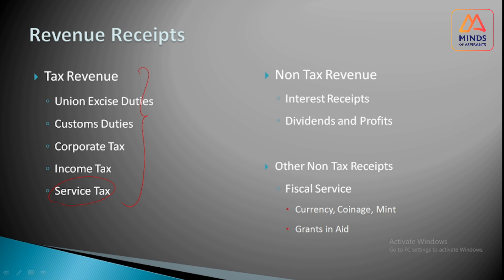So in revenue receipts, these are the taxes that come under revenue receipts, and many of these taxes have been modified due to the introduction of GST. I'm just listing the taxes that have been impacted in revenue receipts. Usually these include excise duty, customs duty, corporate tax, income tax, and service tax, and none of these has any impact on the asset or liability statement. So obviously these are revenue account. And what about non-tax revenue? It will have interest receipts and obviously dividends and profits. Some other non-tax receipts include currency, coinage, mint, and grants. These come under the revenue receipts account.